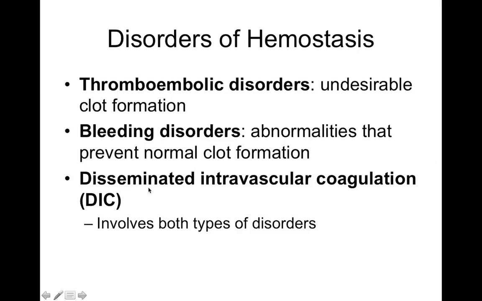And then disseminated intravascular coagulation, or DIC, involves both types of disorders, clotting and bleeding. In fact, DIC results from when you have so much bleeding that you run out of clotting factors. Think about this: these clotting factors are a finite resource in your bloodstream or tissues. If you have enough bleeding or trauma, you could potentially run out of these clotting factors. So you have a mixture of clotting and bleeding that can occur simultaneously.